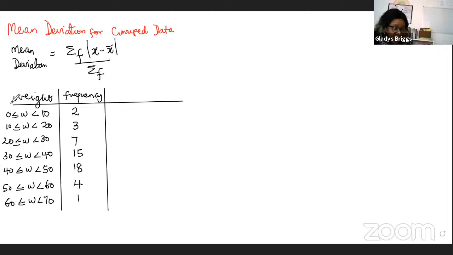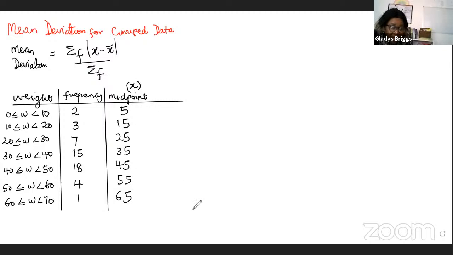The next thing you're going to try and work out is the midpoints of each of the classes. We'll call that X, because this is W. You've done this when you were doing mean for grouped data. You know what midpoint is? It's going to be 5. The midpoint is what's in between those two numbers. This one will be 15. This would be 25, 35, 45, 55, and 65.